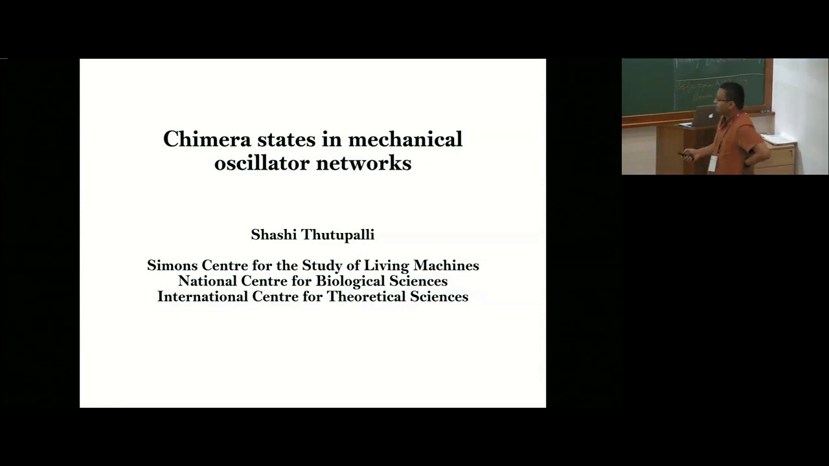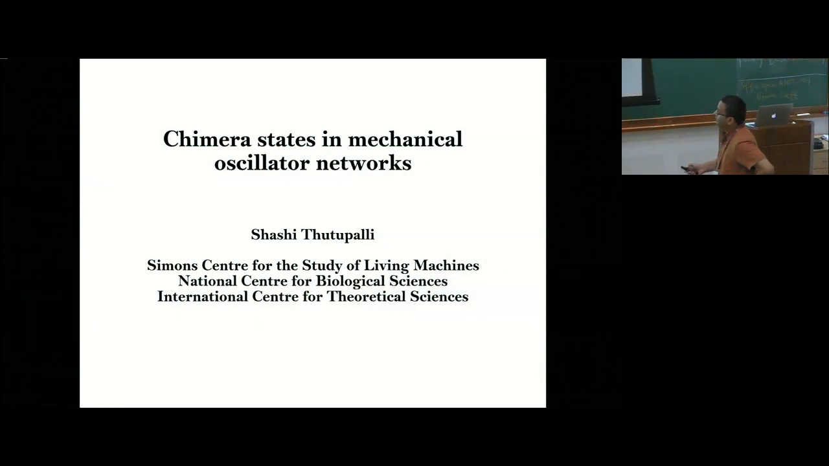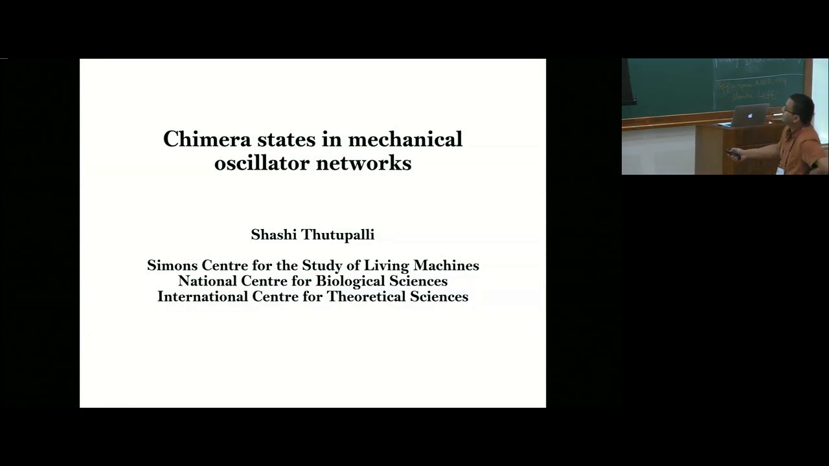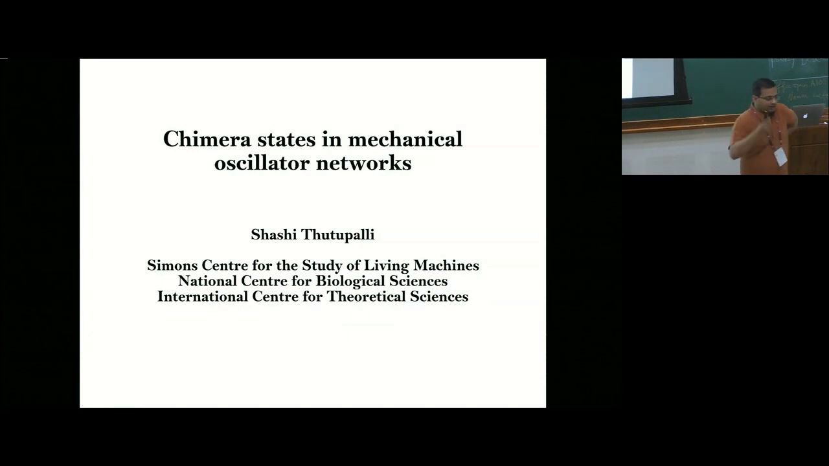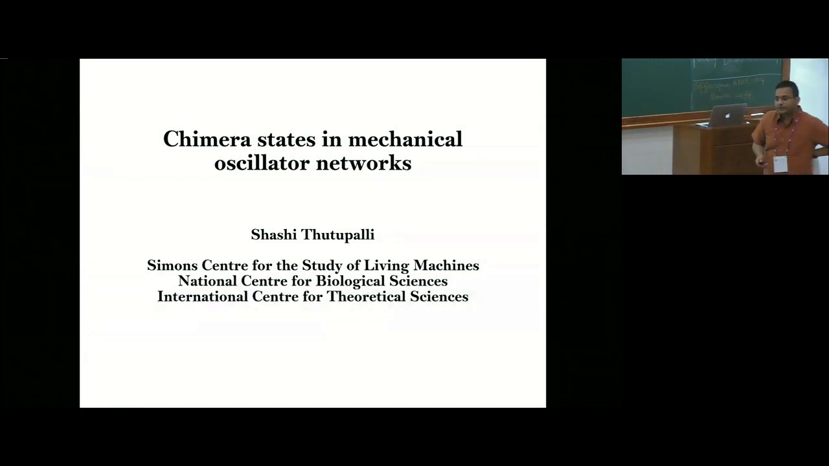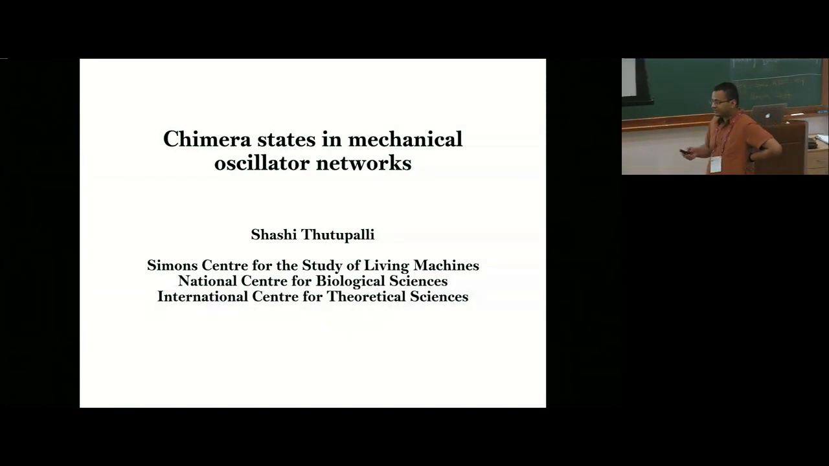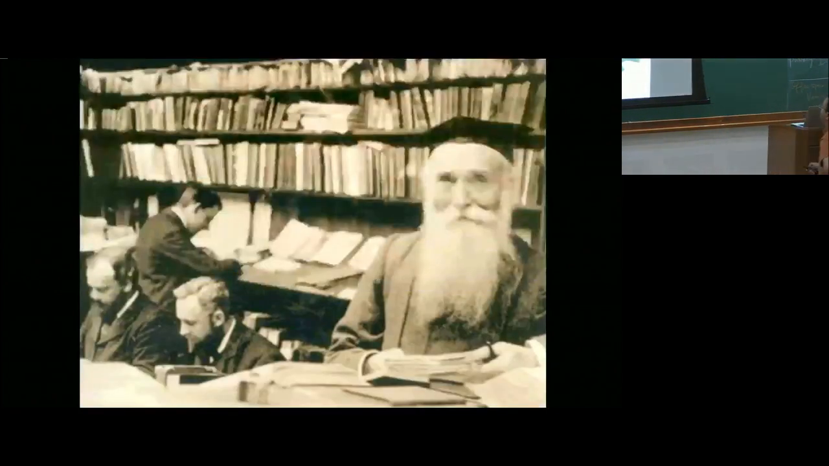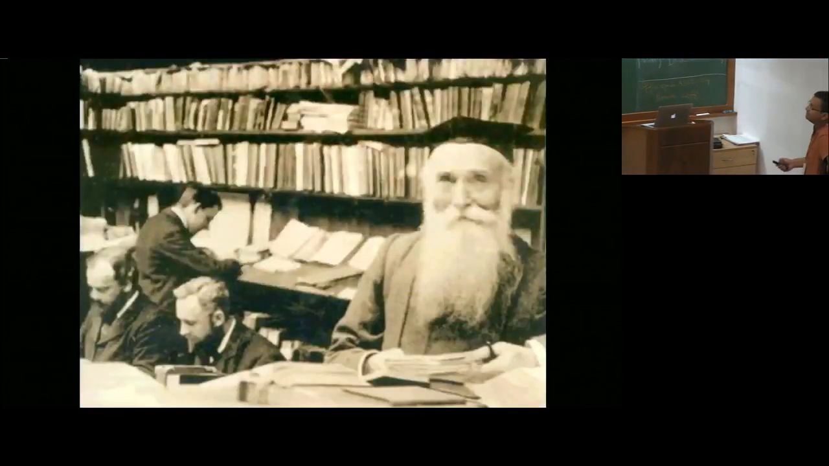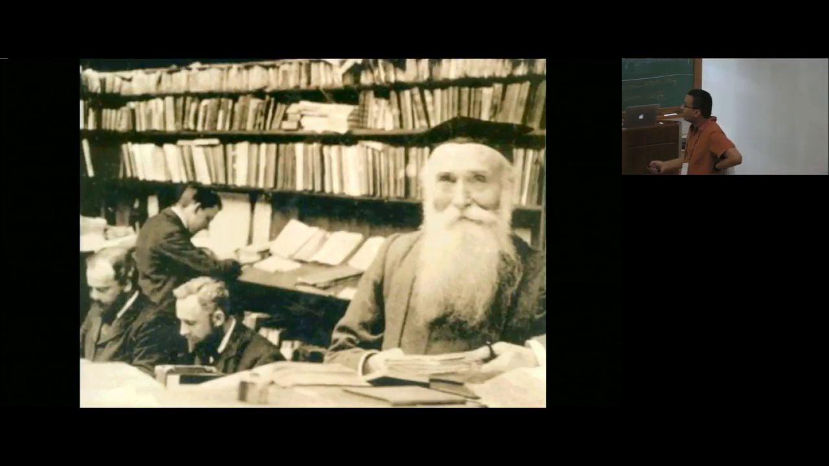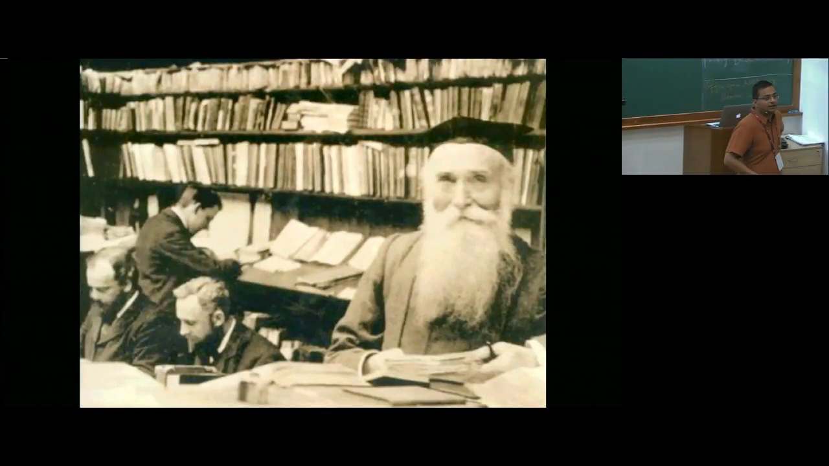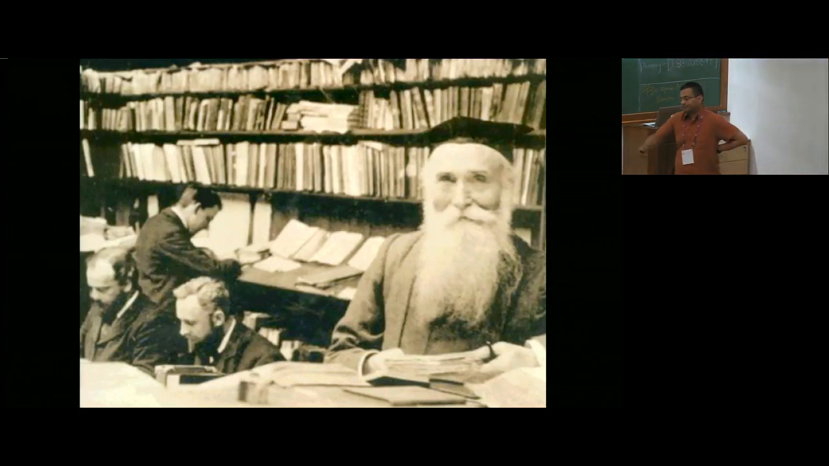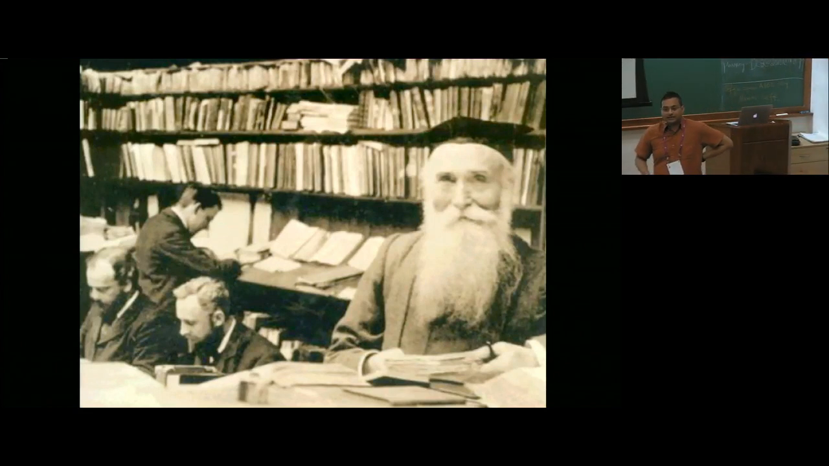I'm going to tell you about some work that we did a few years ago now, looking for these chimera states in mechanical oscillator networks. But I want to start off really with the process of synchronization and a story. So this is James Murray. He was the person who led the development of the Oxford English Dictionary.